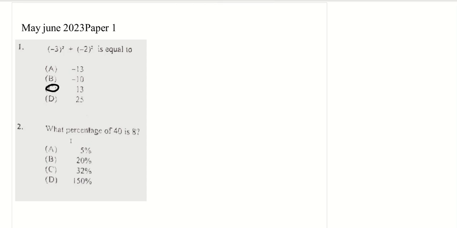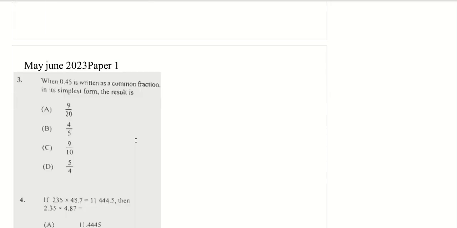This question is a repeated question. What percentage of 40 is 8? Right, that was 8 over 40 multiplied by 100 over 1, which is B, 20%. Okay, number 3. When 0.45 is written as a common fraction in its simplest form, the result is.